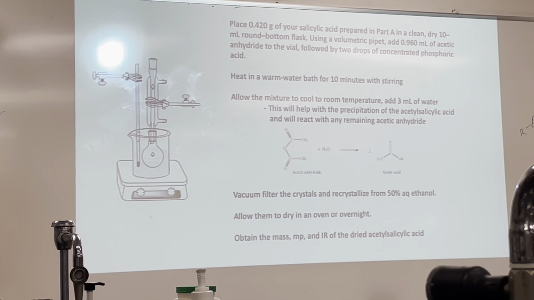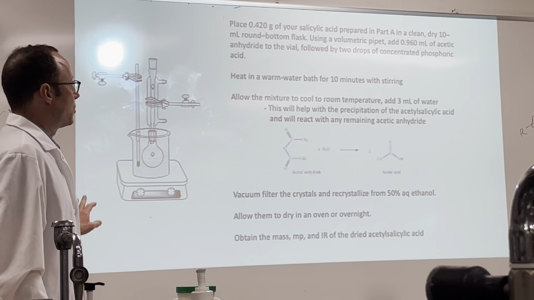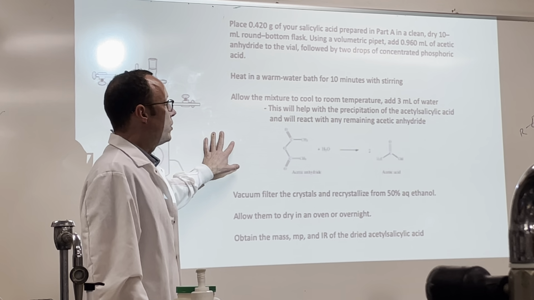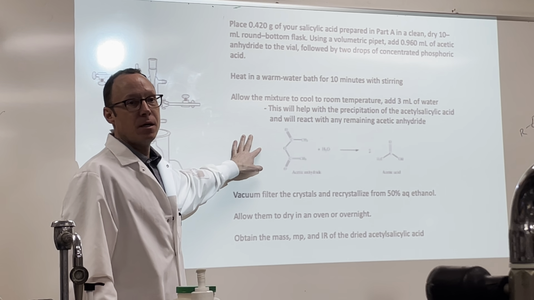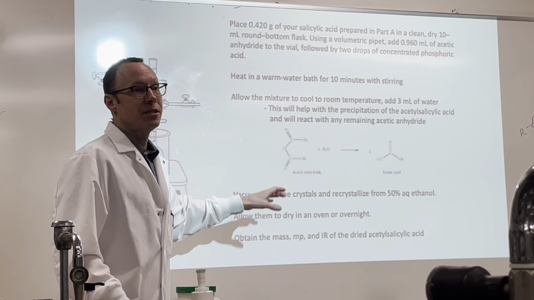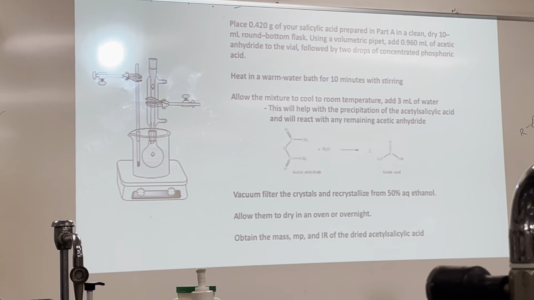What you're going to do at the end of the 10 minutes is let the reaction mixture cool a bit, and then you're going to add a few mils of ice water to it. You will probably need to scratch this with the glass stirring rod to get it to precipitate. Sometimes it doesn't precipitate well, so you might have to work at it a little bit to get it out of solution.